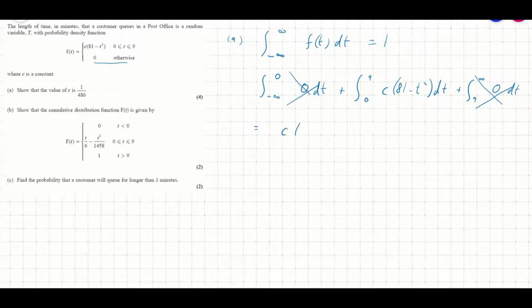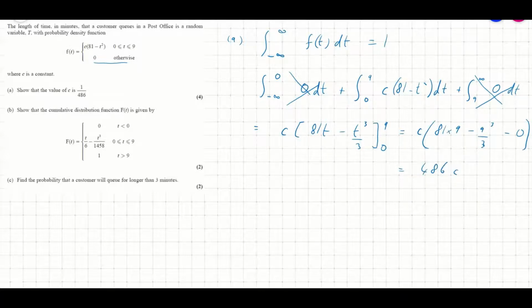Well, that's the same as c, and then that's a constant which we can pull outside. Then we get 81t minus t cubed over 3 when we integrate. And if we evaluate that between 9 and 0, we get c(81 times 9 minus 9 cubed over 3). And then the lower bound 0 will just give us 0 in our integral. So actually calculating that, I think we get 486c.